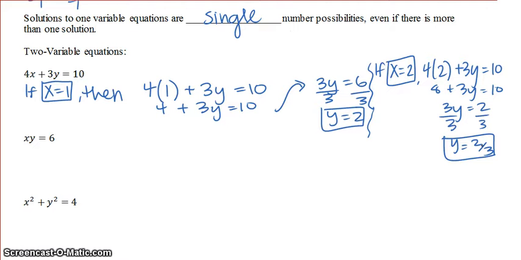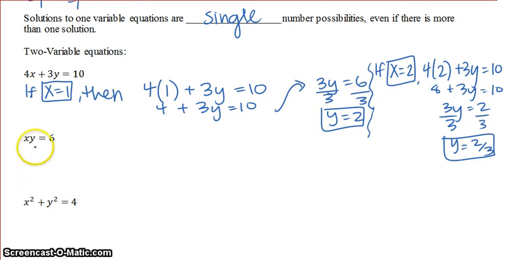Now, we're going to look at this one. It's saying x times y equals 6. Well, there's a lot of answers for this, obviously, but I want to pick only ones that are whole numbers, okay? Whole numbers are 0, 1, 2, 3, 4, 5, 6, 7, so on and so forth. So, let's think, what are the factors of 6? 1 and 6, 2 and 3, that's it.